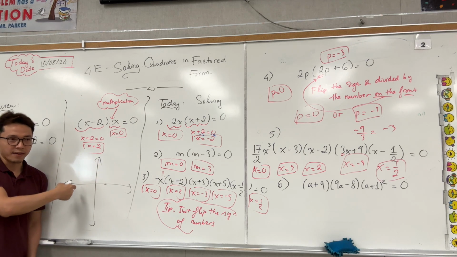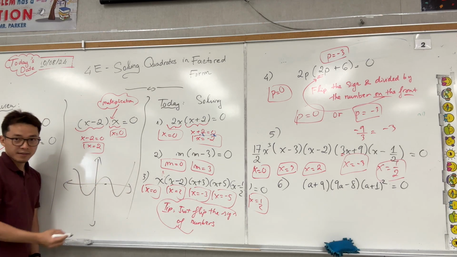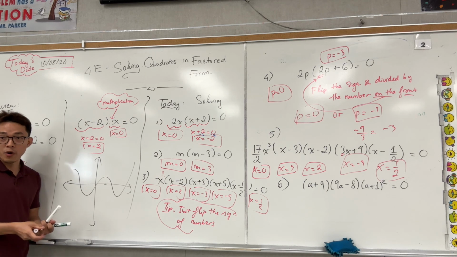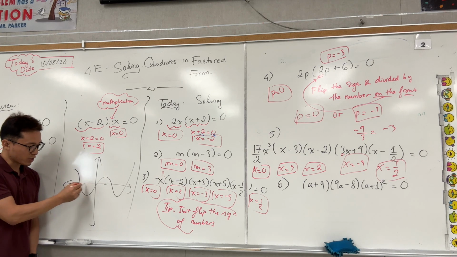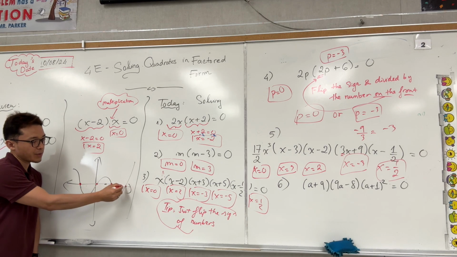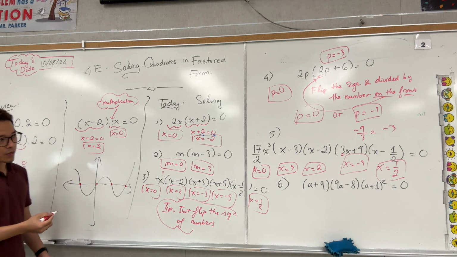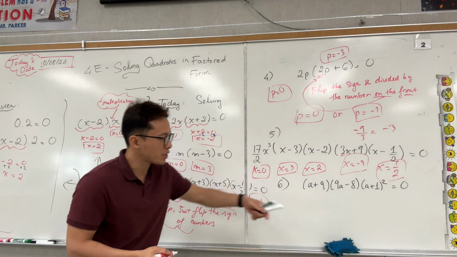What is the solution for the graph? For example, what is the solution? The solution is the point on the x-axis. This one solution, this one solution, this one solution, this one solution. Correct? So it depends on how many solutions you have here.